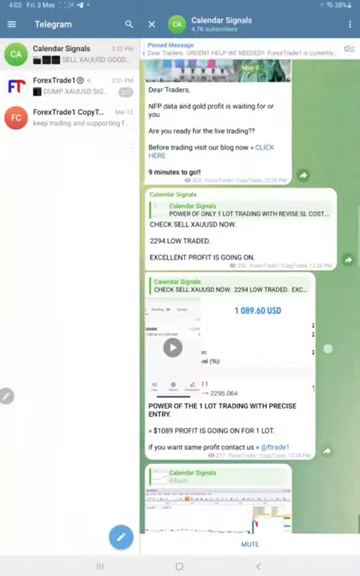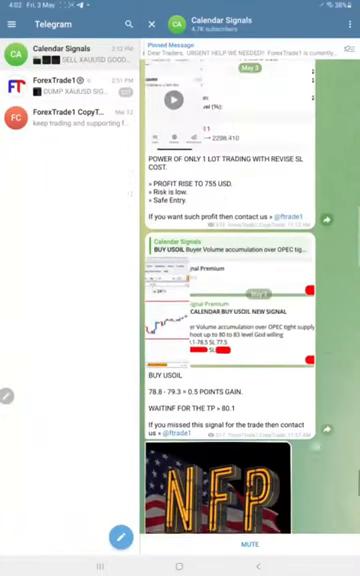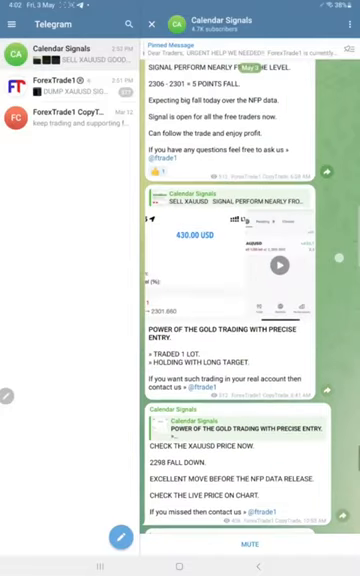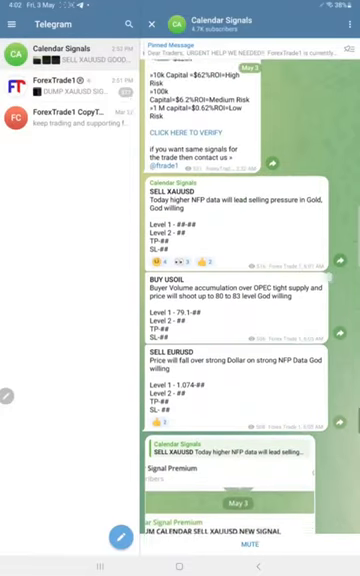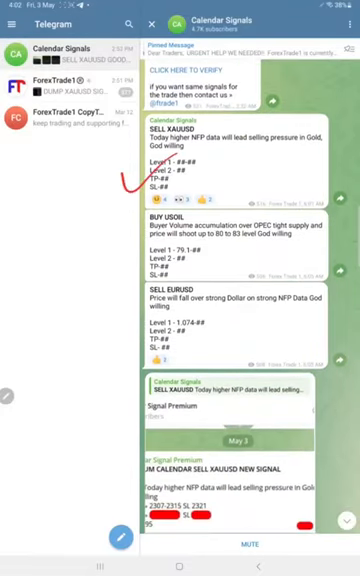Here is the performance for today's calendar signals. Today's date is 3rd of May, and today we gave these signals: sell gold, buy oil, and sell Euro USD. As this is our free channel, we did not reveal the complete level 1, level 2, SL, TP and everything.